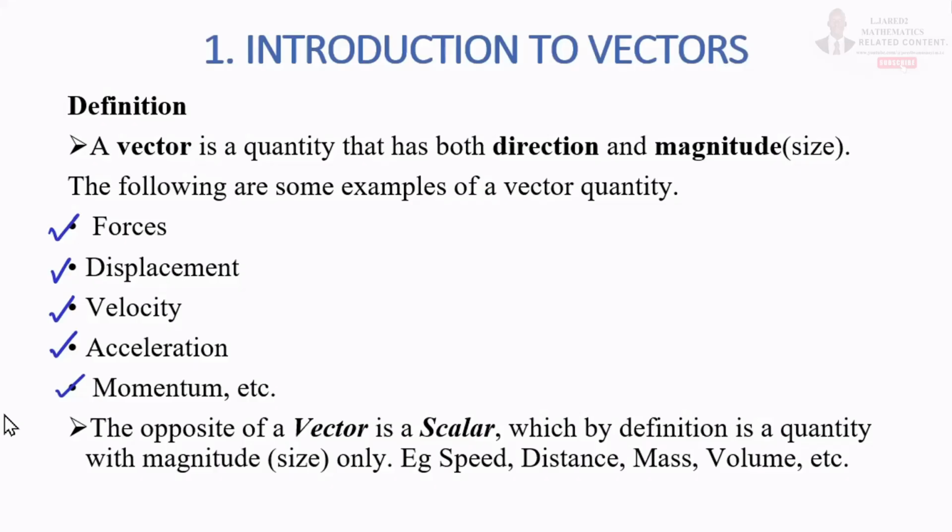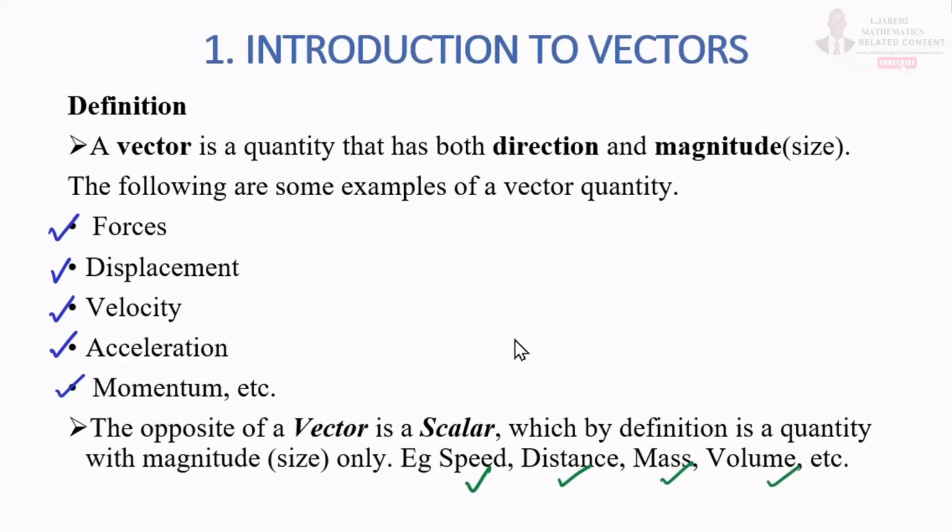The opposite of a vector quantity is a scalar quantity. By definition, a scalar quantity is a quantity with magnitude only, with size only. And we have examples: speed, distance, mass, volume, and many others under that category.